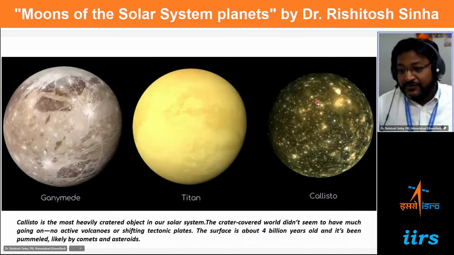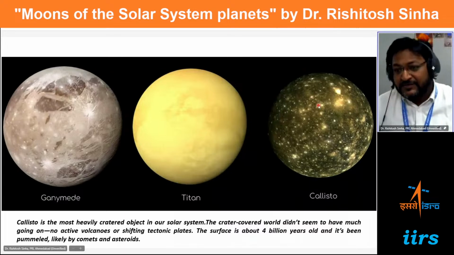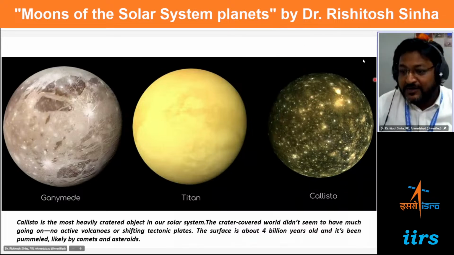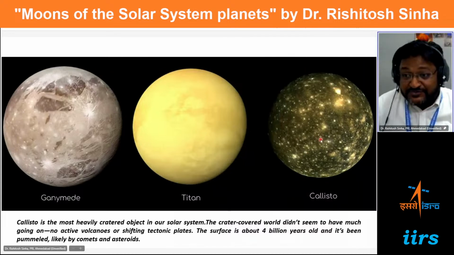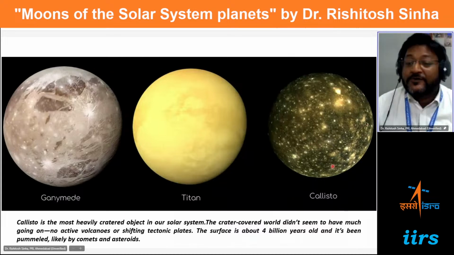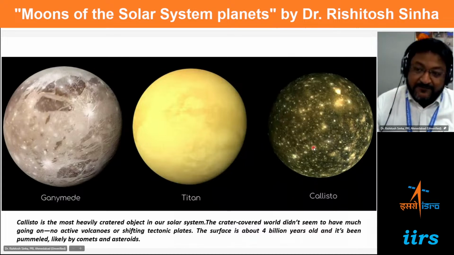That is, the early epochs when the planetary bodies of the solar system were formed. So all those secrets are basically locked in on the surface of Callisto and the subsurface of Callisto. If we can get access to high resolution data of Callisto, one can make out how these different phenomena occurred and how these older epoch events took place when the solar system formed.